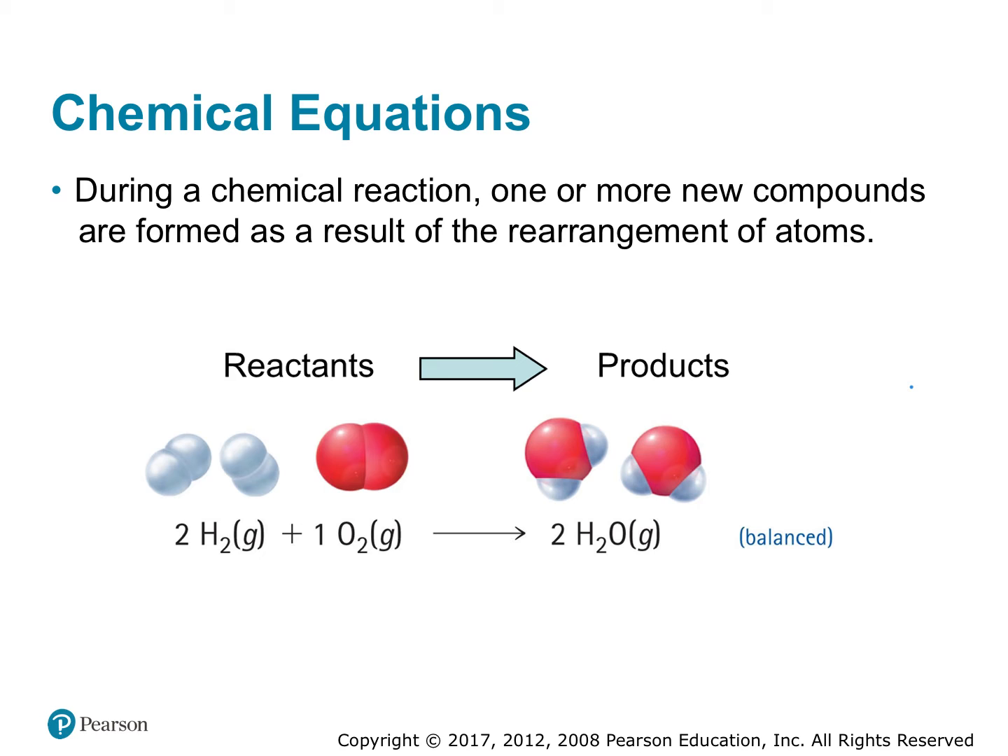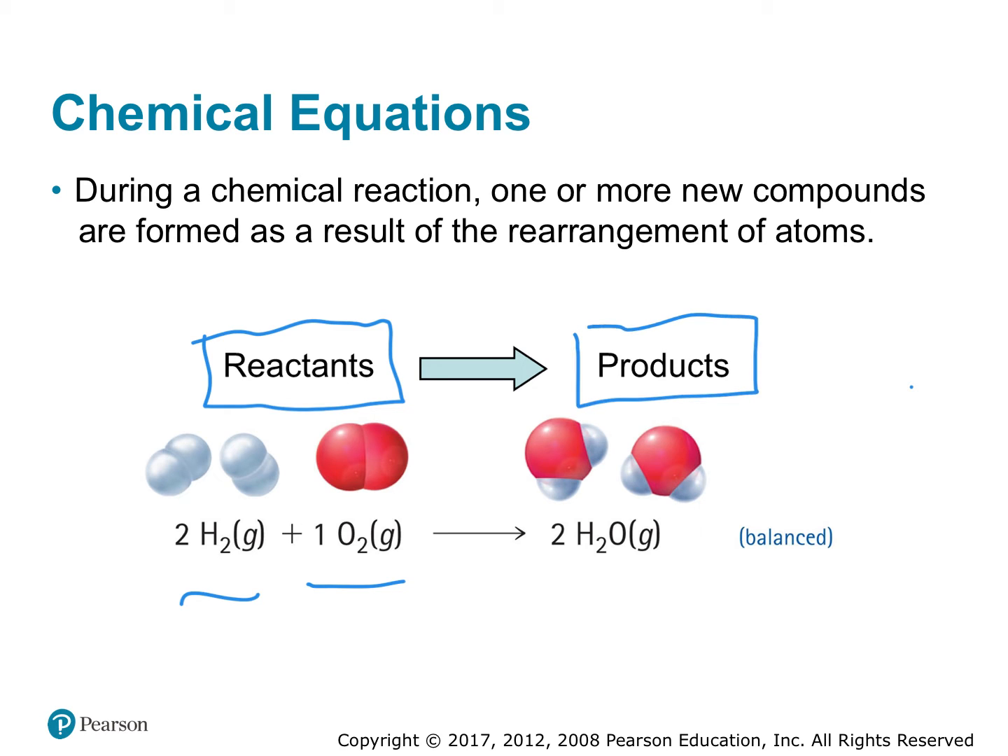The things that you start with are called the reactants. So in this particular reaction, the reactants, the things that are reacting together, would be the hydrogen and the oxygen. Then they have their interaction, they combine, they rearrange, and you end up with what are called the products. In this case, the products would be the H2O, the water. And of course, we want to recall, during a chemical reaction, one or more new compounds are formed as a result of the rearrangement of atoms. So that's what's going on here.